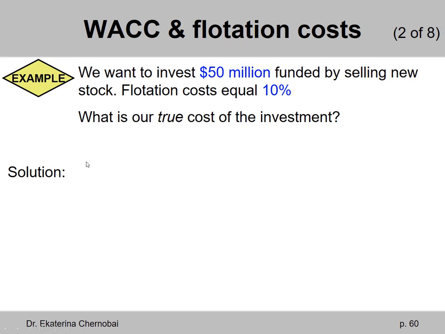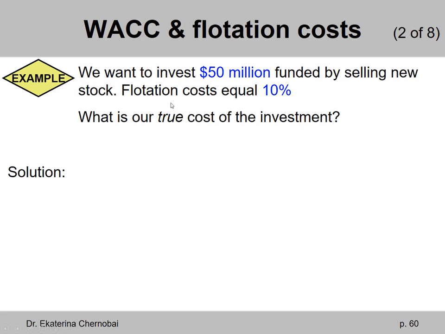Let's look at the following example. We want to invest $50 million funded by selling new shares of stock. Flotation costs associated with selling these new stock shares will equal 10%. What will be the true cost of our investment into this new project?